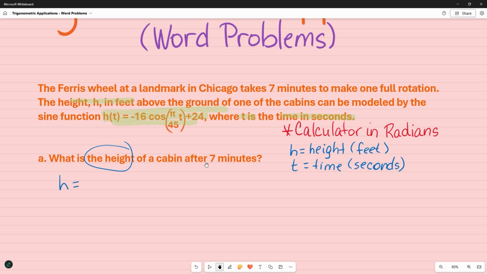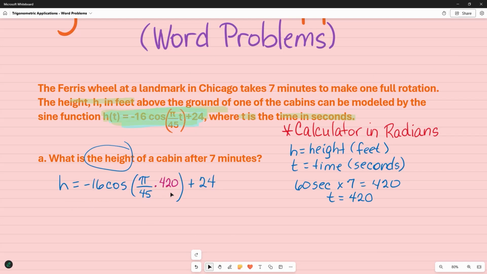If you do not define your variables or you're not paying attention, you would want to put 7 in the place of time, but that will be incorrect because it's not asking for minutes, it's asking for seconds. So you're going to have to convert this. What we know is that there's 60 seconds in 1 minute. So we want 7 minutes. So now that we've defined what t is, we can just go ahead and substitute it into the function that was given. Now that we've substituted in the 420 seconds, we can just go ahead and simplify this.